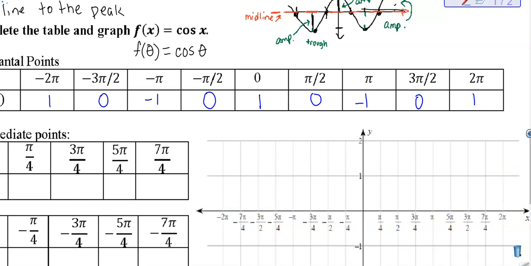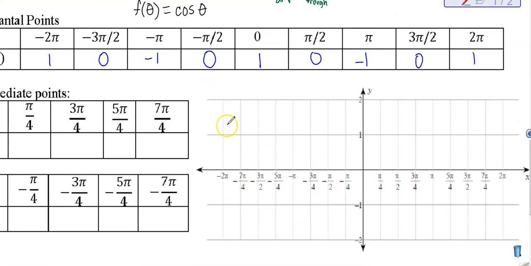Let's just graph those. So at negative 2 pi, we're up here at 1. And at negative 3 pi over 2, 0. Negative pi, negative 1. Negative pi over 2, 0. 0, 1. Pi over 2, 0. Pi, negative 1. 3 pi over 2, 0. And 2 pi, 1.